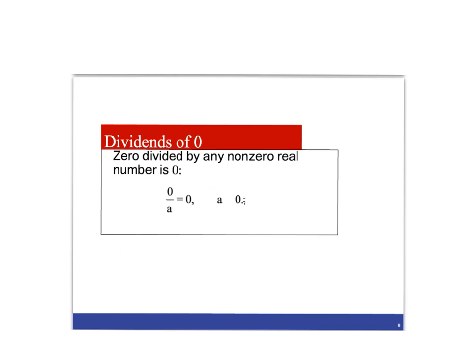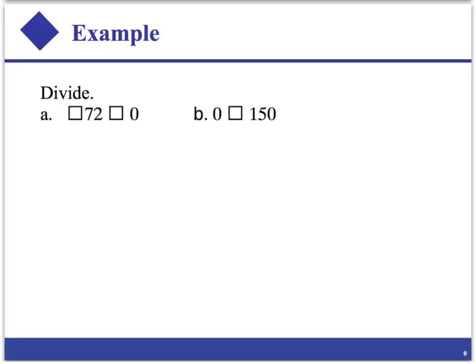So 0 divided by any non-zero real number simply becomes 0. A cannot equal 0. That's what this says. You can't have a 0 in the denominator. Do you remember what that's called if you do? It's called undefined.